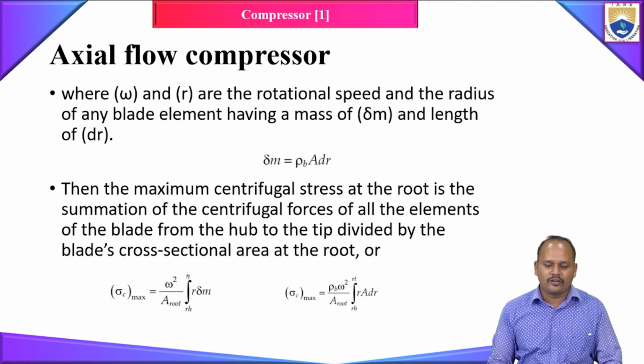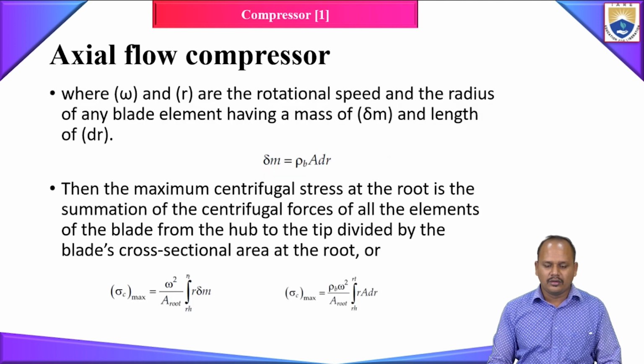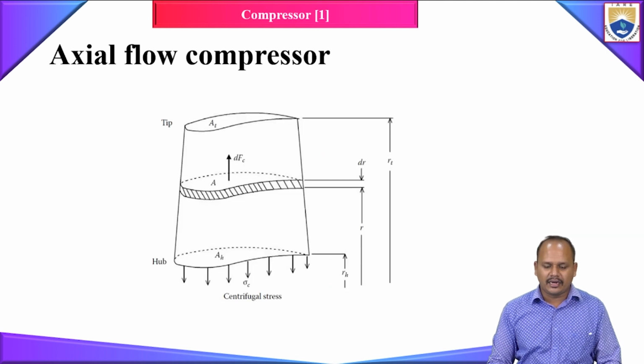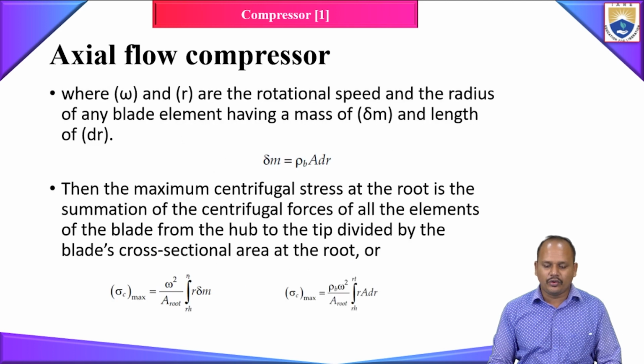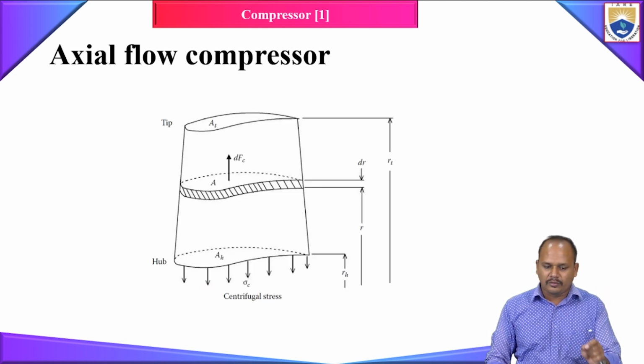What is the equation for your mass? Mass is equal to density into volume. So your delta M is going to be density, that is rho B, the blade density, and what is the volume? It is going to be cross sectional area A into height, and I have taken the height as dr. So A into dr will give you volume. So delta M is equal to rho B into A into dr. Okay, so that is the force on this small elemental blade.